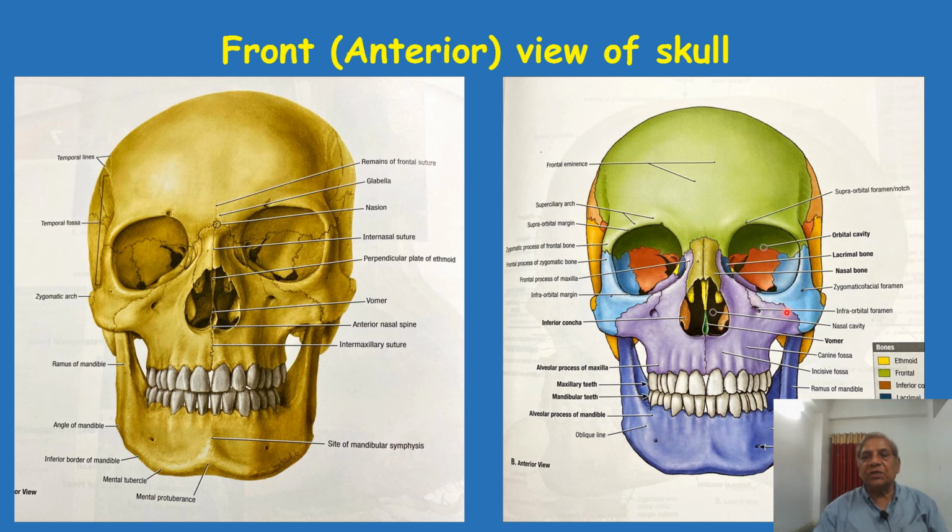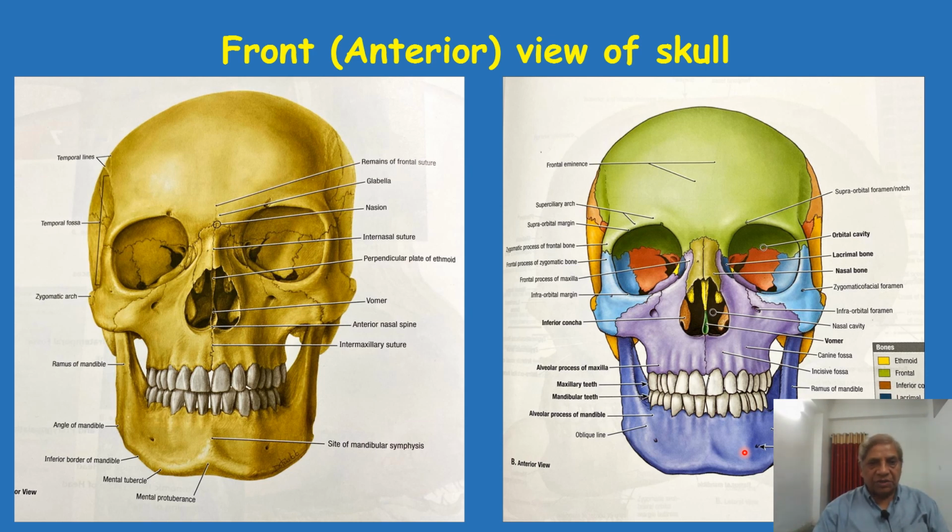Then there is a suture between the maxilla and zygomatic bone, which is called the zygomatico-maxillary suture. The upper process or the frontal process of this zygomatic bone forms an articulation here on the lateral border of the orbit, and this is the frontozygomatic suture. There is no suture present in the mandible because the mandible is a single bone.